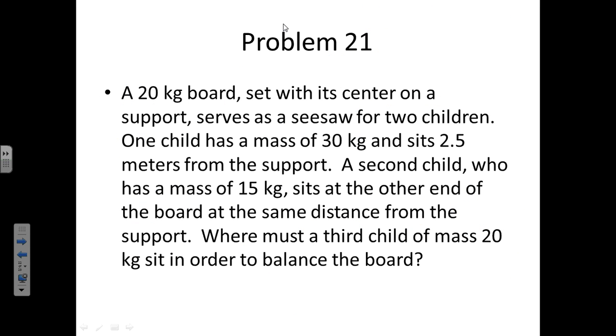All right. Torque problem. So we got a seesaw. I have a 20 kilogram board set with its center on a support.